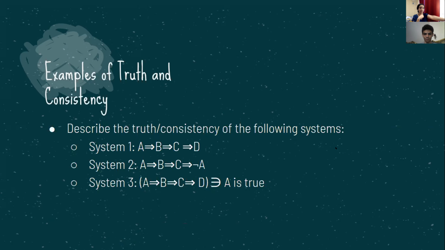So in system one, you can see that we're basically chaining a bunch of them together. We're saying that if A is true, then B is true. If B is true, then C is true. And if C is true, then D is true. So do you think a hypothetical world where we have these four statements and they all imply each other, do you think that system could exist? Is it true?